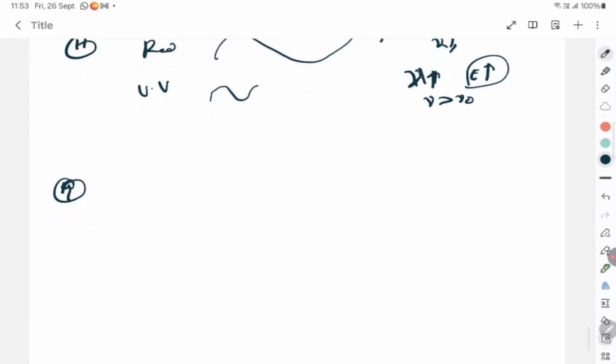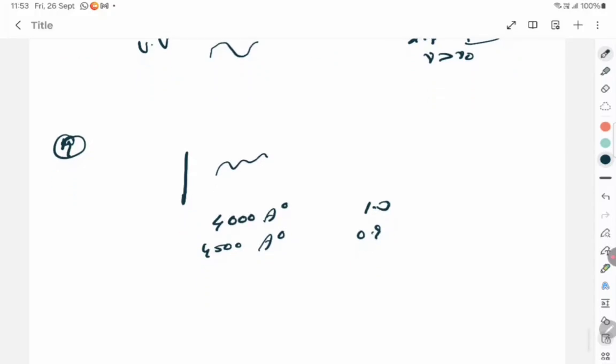The light is incident on a cathode of a photocell, and stopping potentials are measured for light of different wavelengths. For 4000 Armstrong, they measured it to be 1.3 volt. For 4500 Armstrong, they measured it to be 0.9 volt. From the data below, determine the work function of the metal of the cathode in eV.